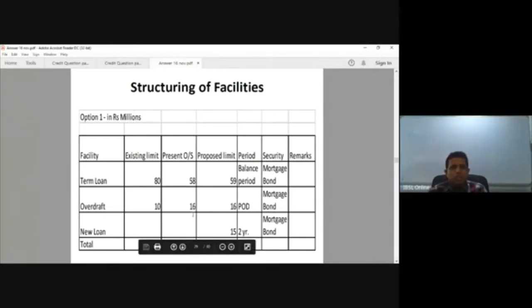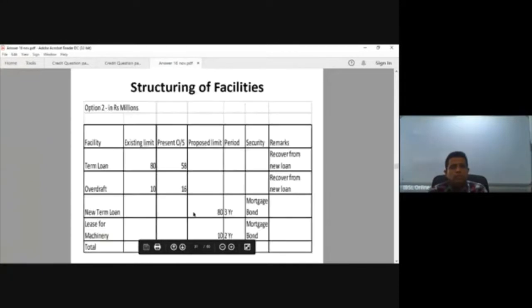Then option number 2, we are proposing a new term loan of 80 million. Using that new term loan, we repay the current term loan and current overdraft outstanding.